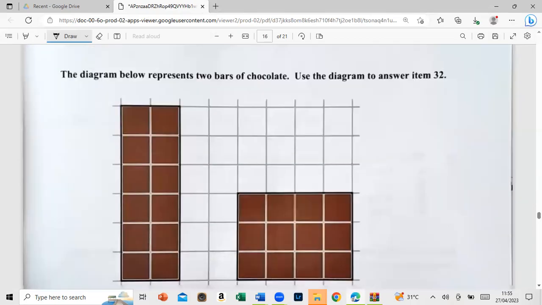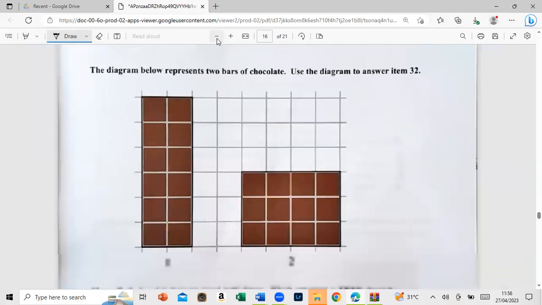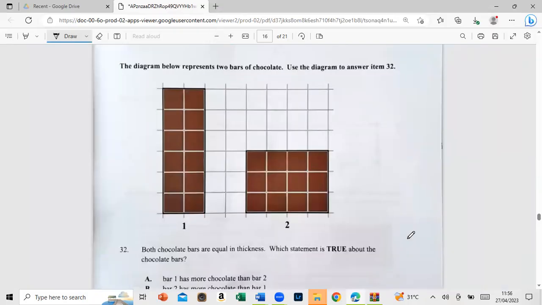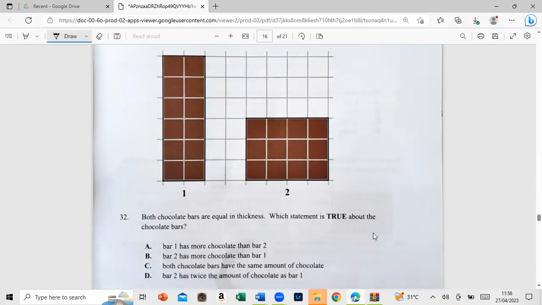The diagram below represents 2 bars of chocolate. Use the diagram to answer item 32. Both chocolate bars are equal in thickness. Which statement is true about the chocolates? Bar 1 has more chocolate than bar 2. Let us see how many there are in our 4, 5, 6. Their thickness is the same, so the thickness doesn't matter.